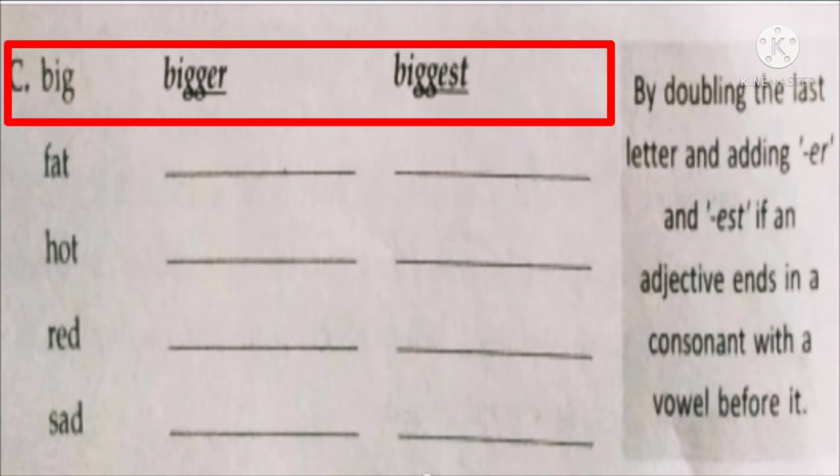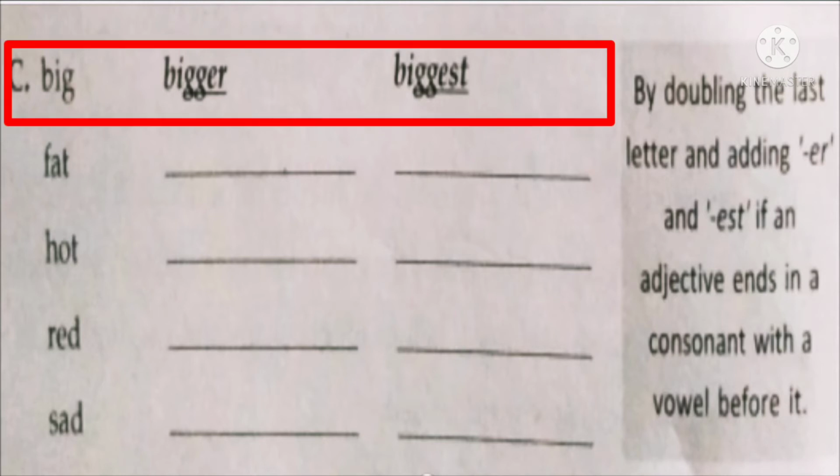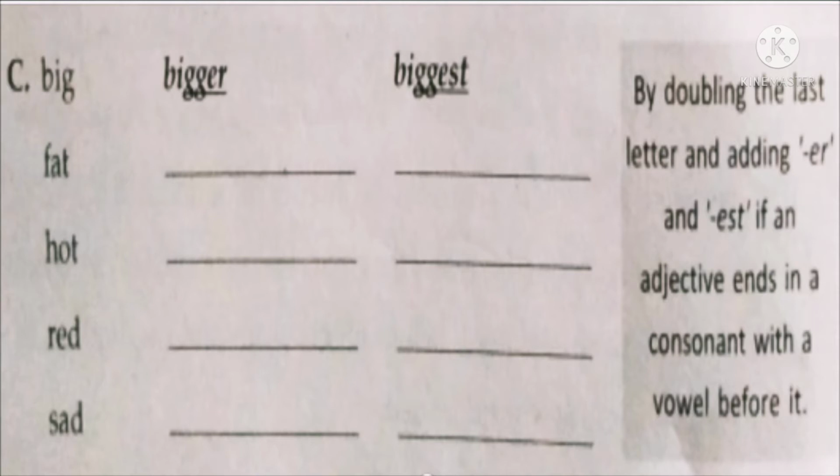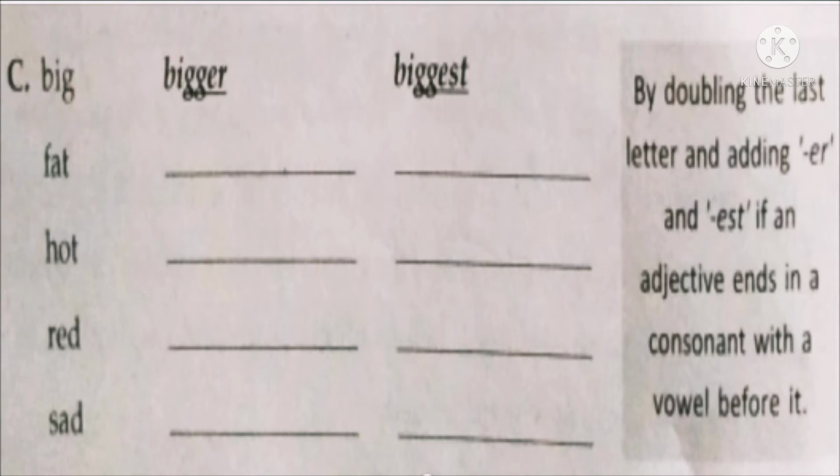So to form the comparative degree of the adjective big, we will double the last consonant, that is G, and then we will add er to the comparative degree and est to the superlative degree. So the comparative degree of big will be bigger and superlative degree will be biggest. So now look at the next adjective, that is fat. What will be the comparative degree of the adjective fat? It will be fatter.